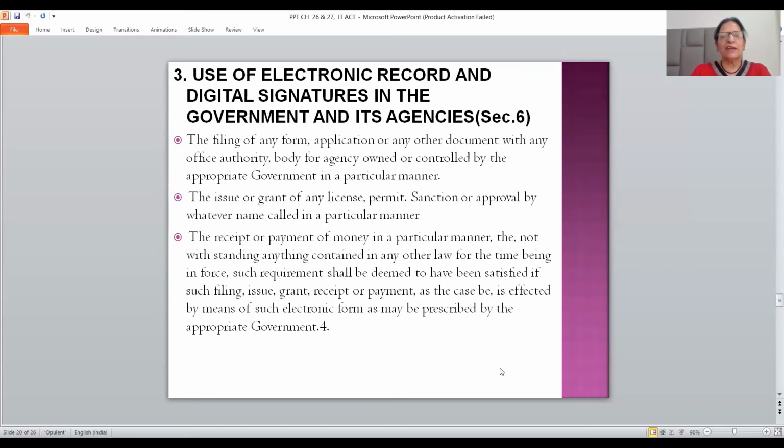Use of electronic record and digital signatures in the government and its agencies. So, friends, ER and DS are being used in government offices and its agencies. Any license, permit, sanction, approval by whatever name called in a particular manner. Licenses, certificates, admission tickets, admit cards, all are being issued online. They are being provided to the concerned parties digitally. So receipt or payment of money in a particular manner, notwithstanding anything contained in any other law for the time being in force.